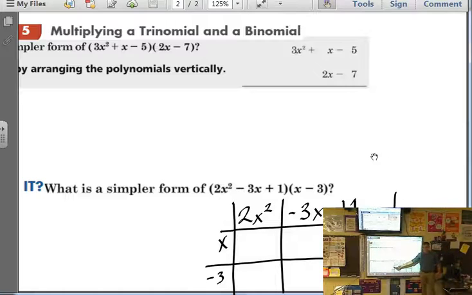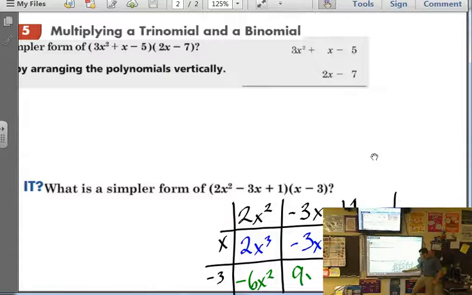Let's work with the x all the way across. So my top line as I go across: x times 2x squared is 2x cubed. x times negative 3x is negative 3x squared, and my last, 1 times x, is just x. And working across the bottom row, negative 3 times everything: negative 6x squared, 9x, negative 3.